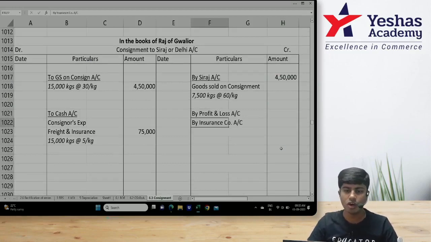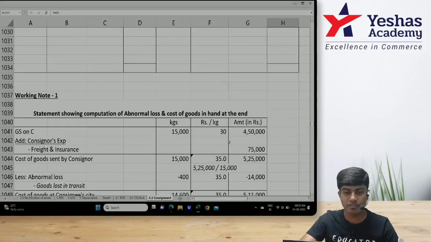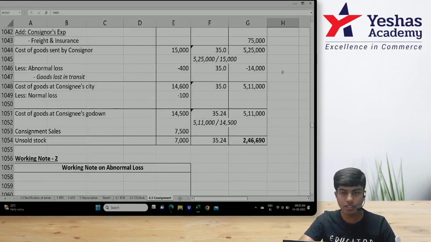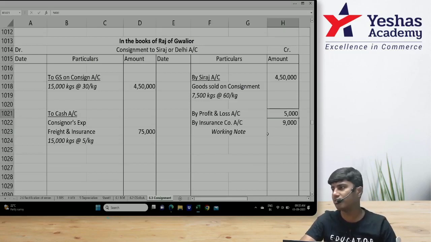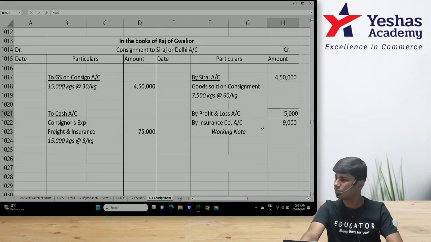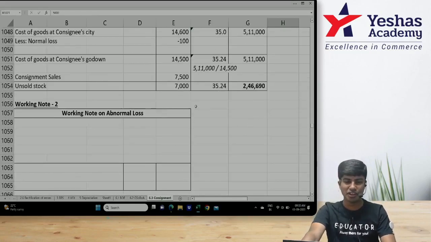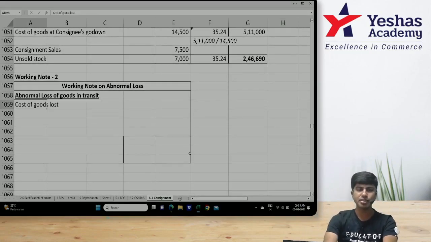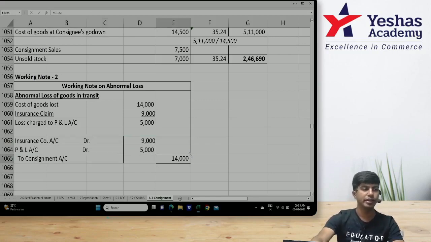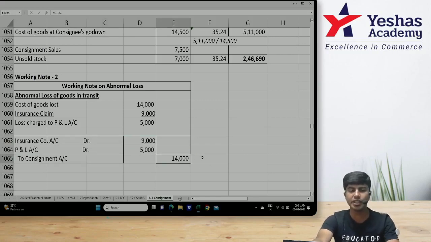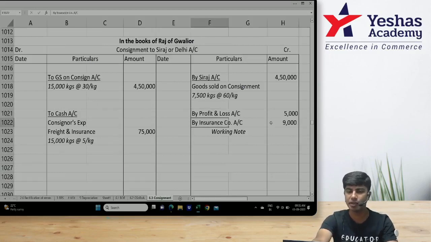Is it insured? How much is insured? 9,000. What is the value of loss? 14,000. Now 14,000 is a loss, 9,000 is insurance claim. How much do I write here? 14 minus 9 is 5,000. If you did not understand, we'll do a working note. Cost of goods lost: 14,000. Insurance claim: 9,000. Loss to be charged to P&L: 5,000. Entry is insurance company account debit 9,000, P&L account debit 5,000, to consignment 14,000. Clear? And in the consignment account, I'll write by insurance 9 and by P&L 5.